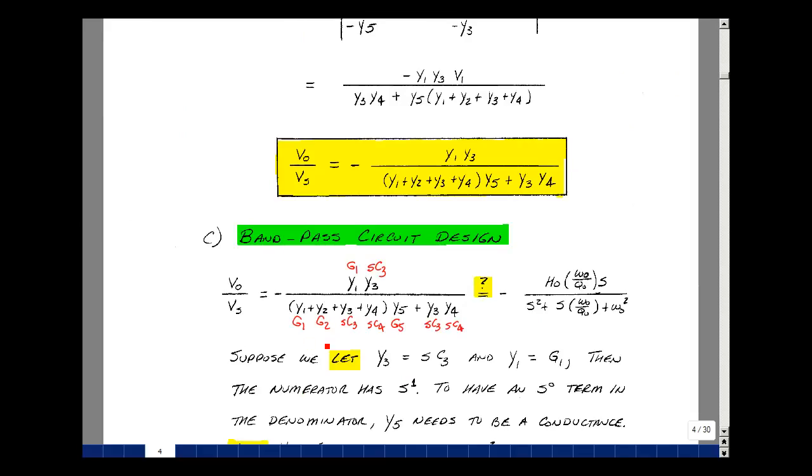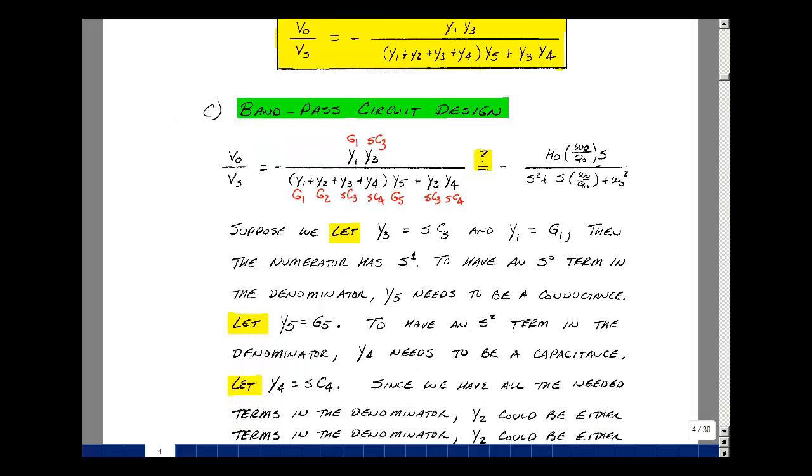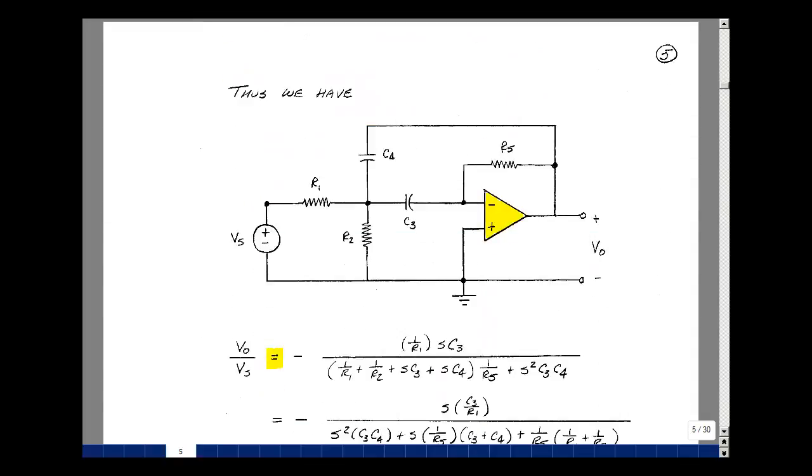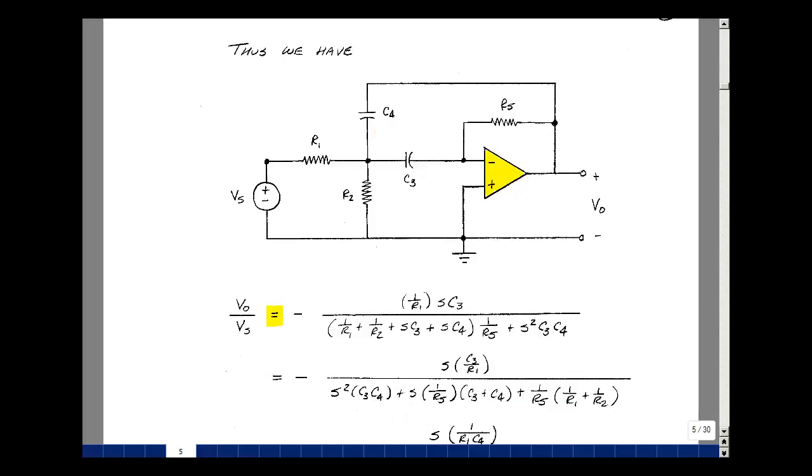And so it's possible to pick the individual components in this circuit to give me a bandpass function. Now we're going to solve for the actual transfer function. Labeling this on the schematic, we have a resistor for Z1, a resistor for Z2, capacitor for Z3, capacitor for Z4, and a resistor for Z5. Transfer function was minus, because of the inverting amplifier.